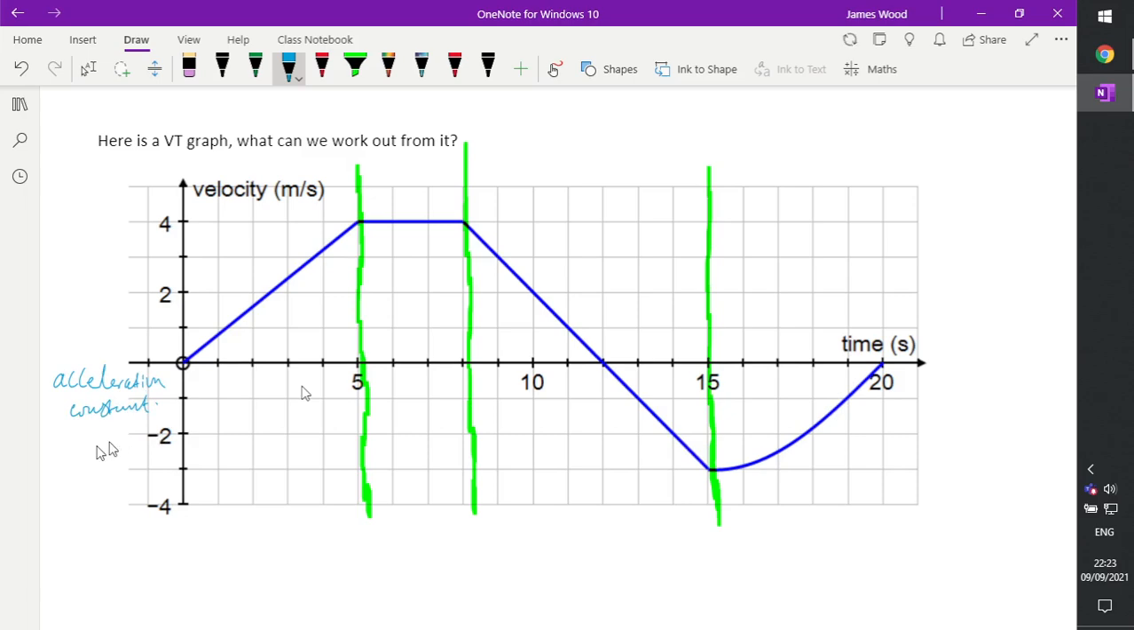What else can we say about it? We could say it's a positive acceleration. It's increasing in speed. We could probably calculate it, couldn't we? We could do 4 divided by 5. So that's 0.8 meters per second squared.